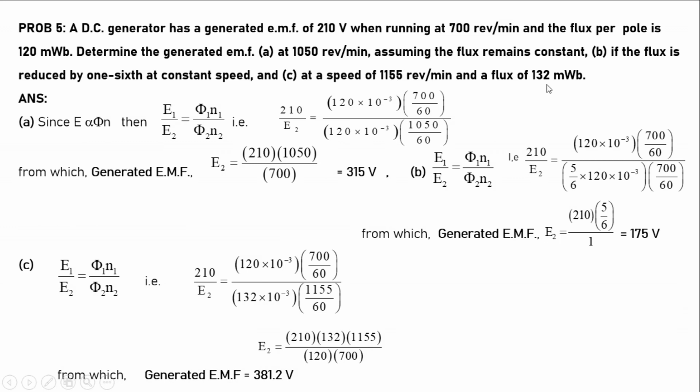The third case, speed and flux are both changing. For that we need to find E2. E1, phi1 and N1 remain constant, and in the second case phi2 and N2 are both changing. Here it is 132 milliweber and 1155 revolutions per minute. In that case we will get the EMF as 381.2 volts. Like that we need to solve.